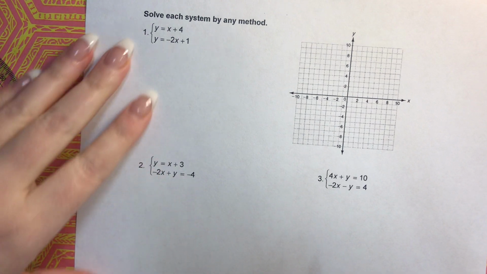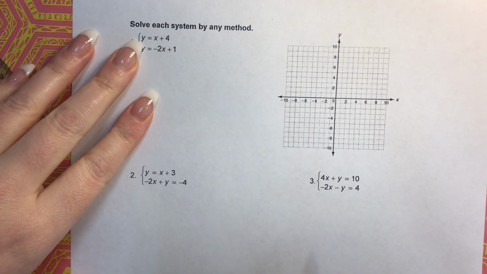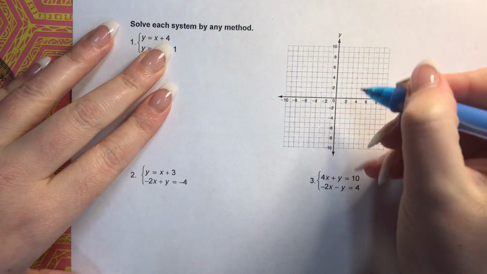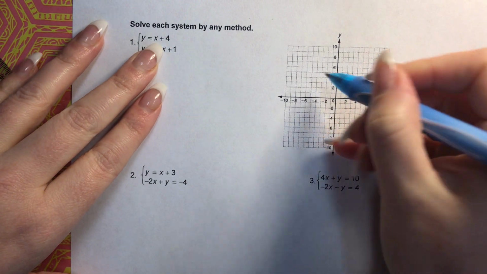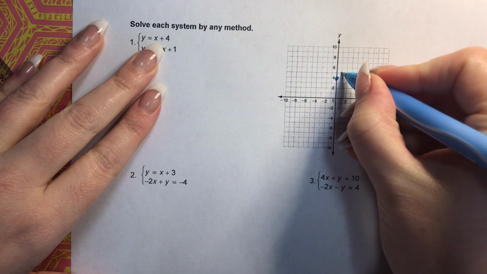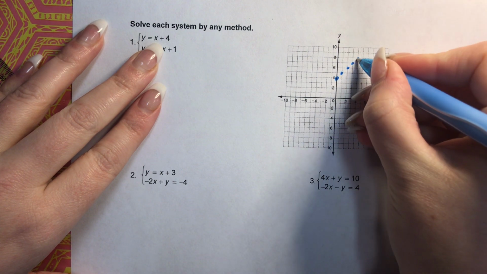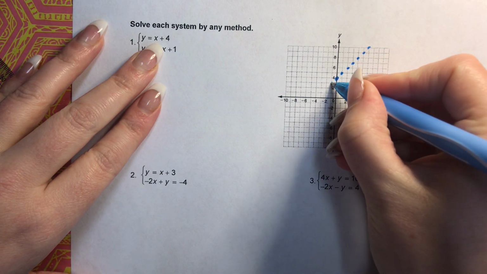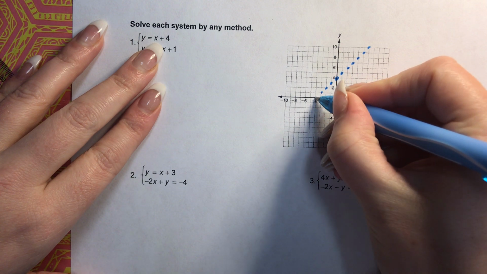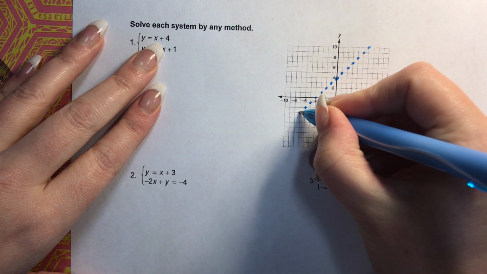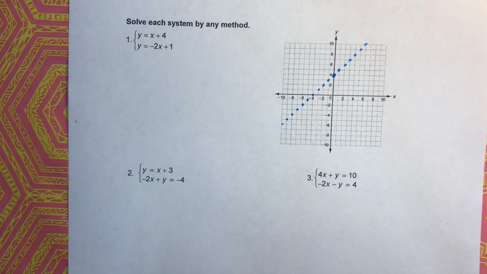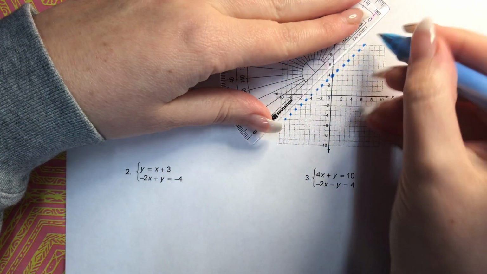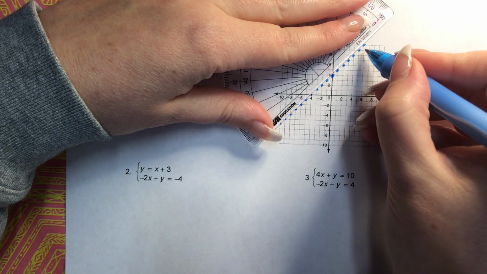Okay. So for this first one, what did you choose? Well, I would have chosen, since they're both equal to y, to graph it. So let's go ahead and graph this first one. We know the y-intercept is 4, so that's right here. And then the slope is 1, so it's up 1 over 1. Just going to make all these nice little dots. Dot, dot, dot, dot, dot. Okay, and then connect the lines. It's nice to use a straight edge when you're doing these.